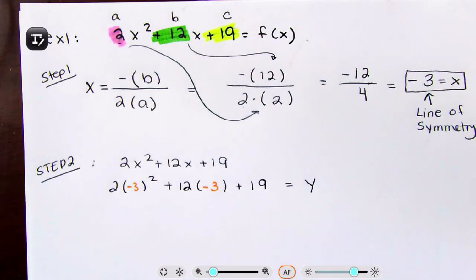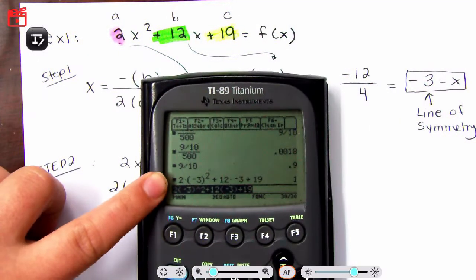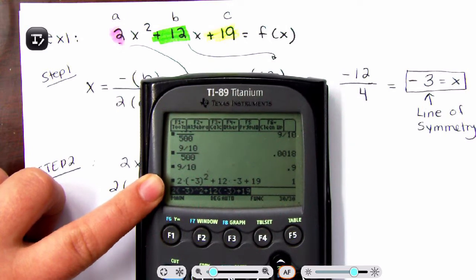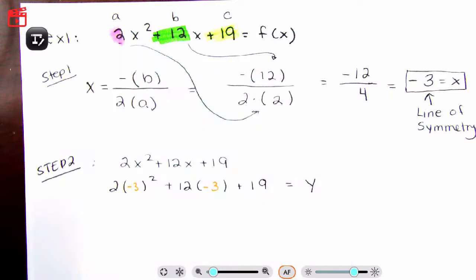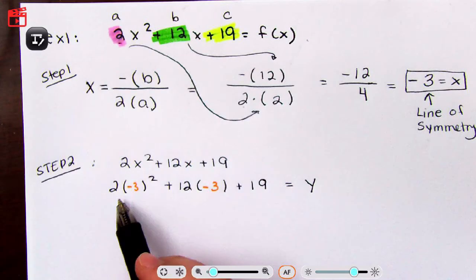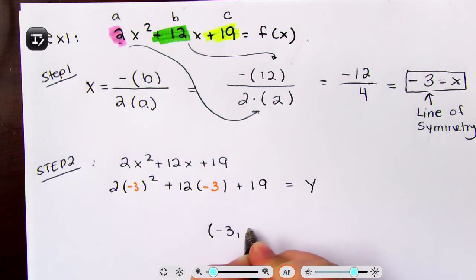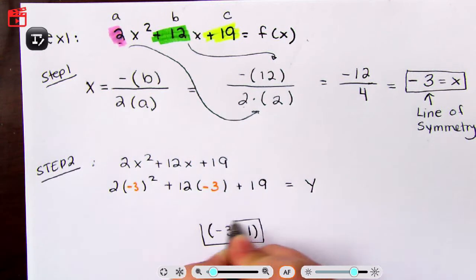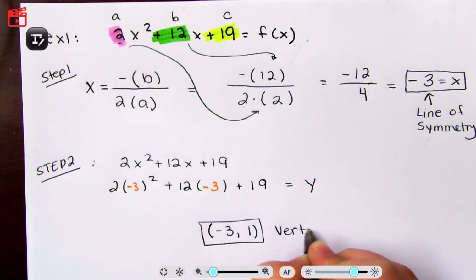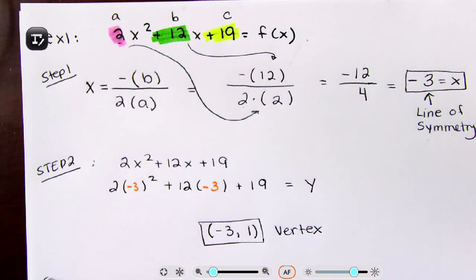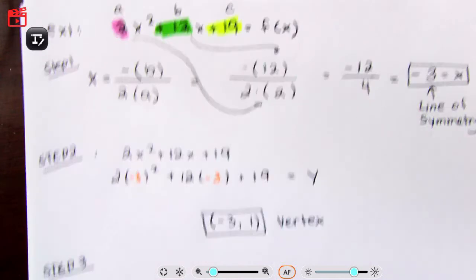That way when I press enter, it will give us a value. So 2 times negative 3 squared plus 12 times negative 3 plus 19, and our answer is 1. So when our input is negative 3, our output is 1. So this is your vertex point. Now step 3, I'm running out of room here, but that's okay. We can always shift this example somewhere else.